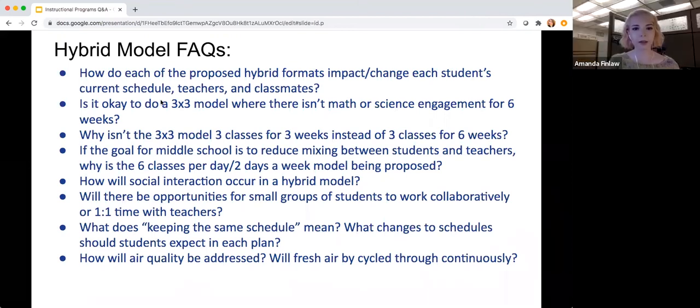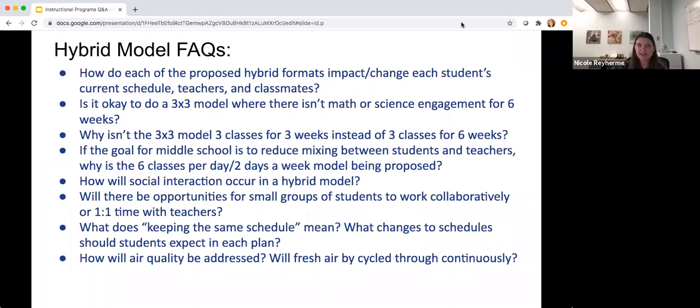And why isn't the 3-by-3 model 3 classes for 3 weeks instead of 3 classes for 6 weeks? And at this time, we're really considering all options. So this is definitely going to be something that we bring back to the working team as we start looking at the details. And we can discuss whether a 3-week might be one of the options we want to consider.